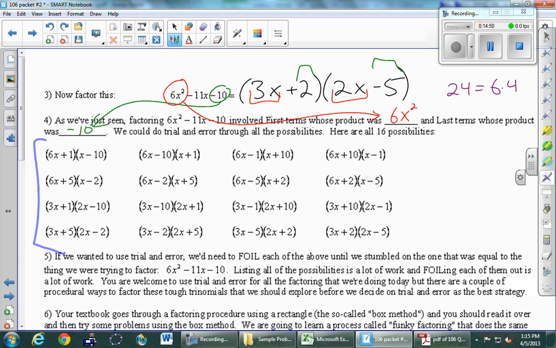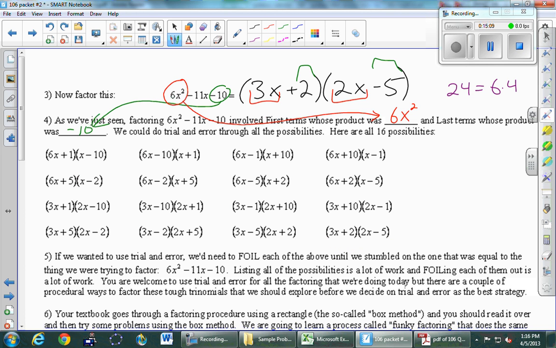Which one of these is the right answer? 3x plus 2 and 2x minus 5. It was just a miracle that we already knew the answer. It's this one here. I don't think I did that on purpose, that it was the last one, but it could be the last one, right? You go through every possibility until you find the one that works.